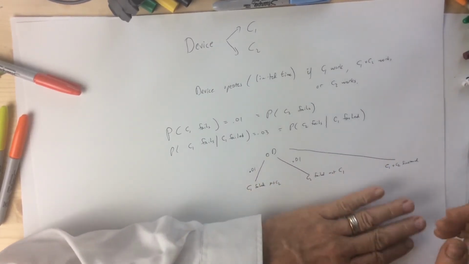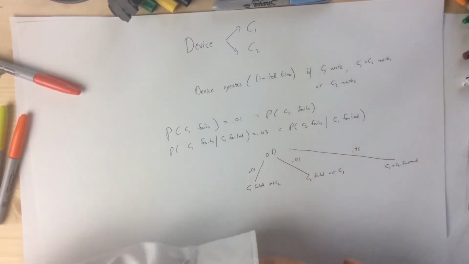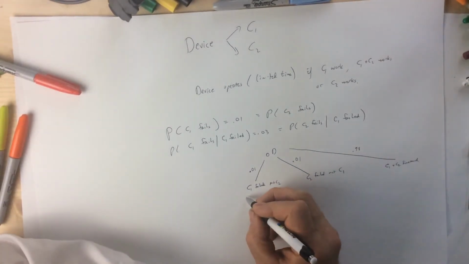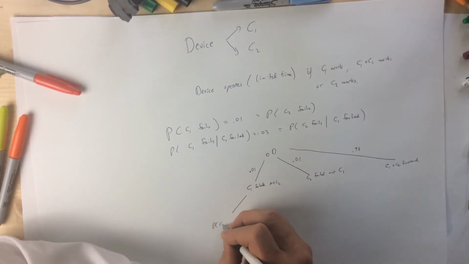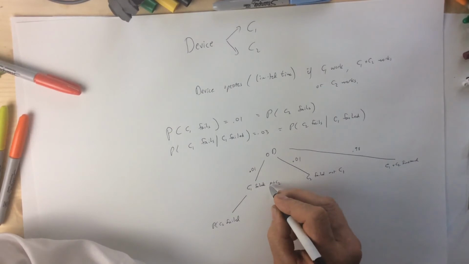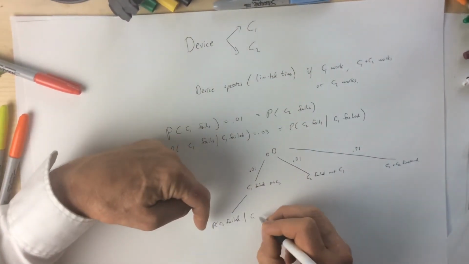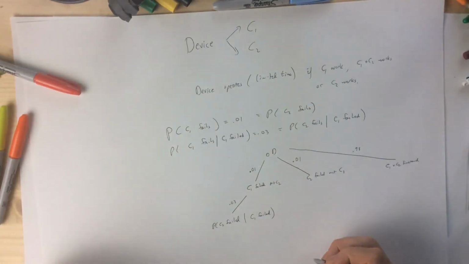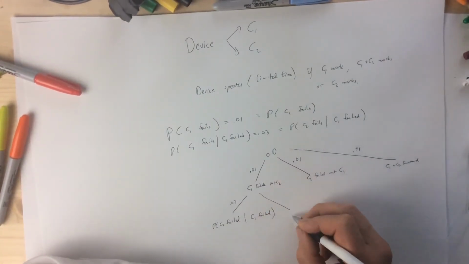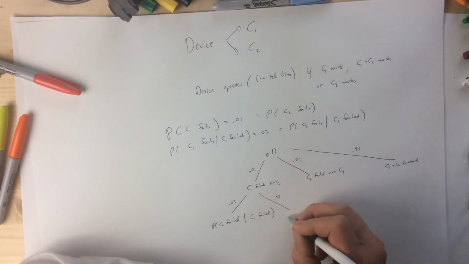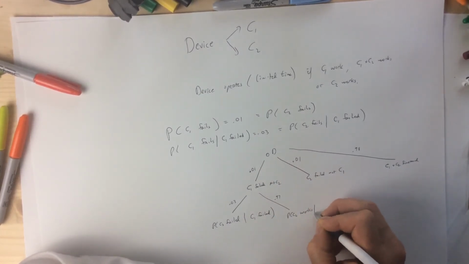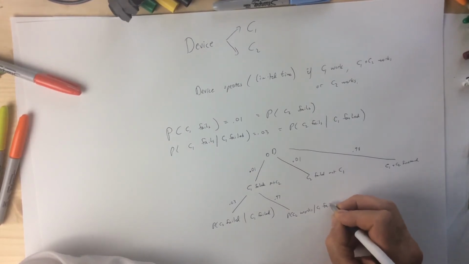Why? That's got to add up to 100%, so that's like 98% of the time. We're not going to worry about that. Now I'm going to go on to this one. The probability of C2 failed, given we've gone down this path that C1 has already failed. Well, this is a 0.03. Well, this is a 0.97 then for probability of C2 works, given C1 failed.